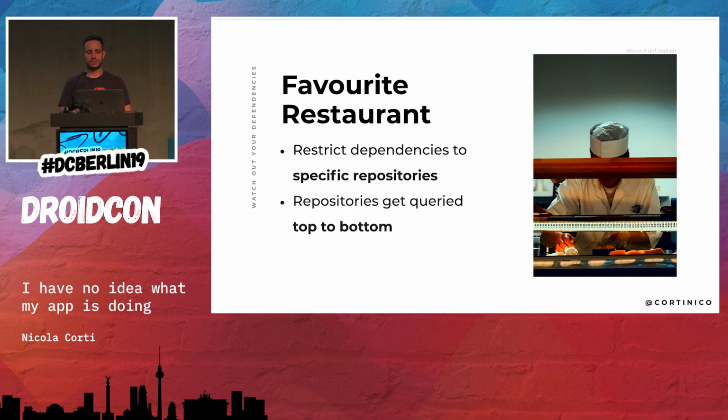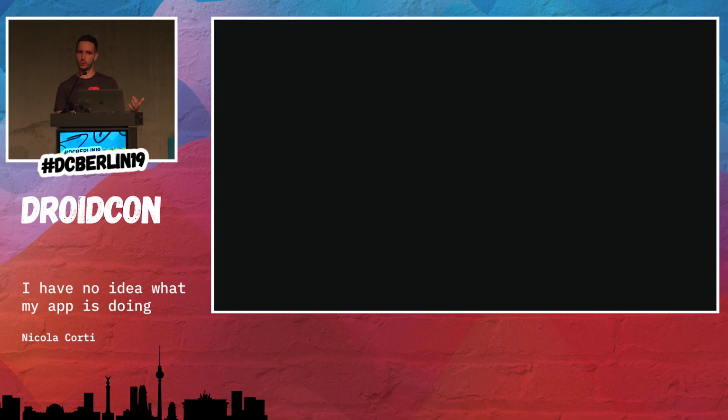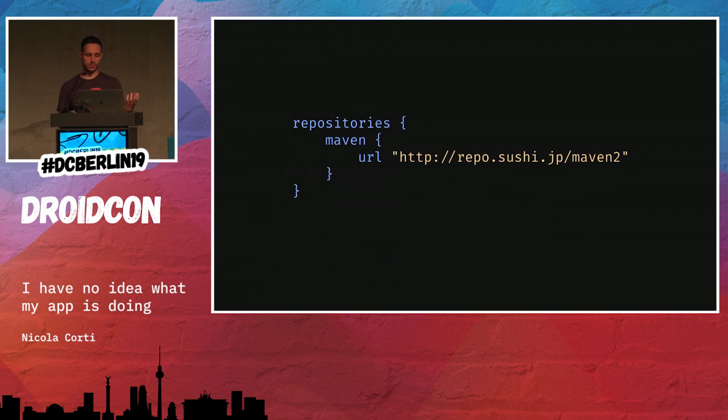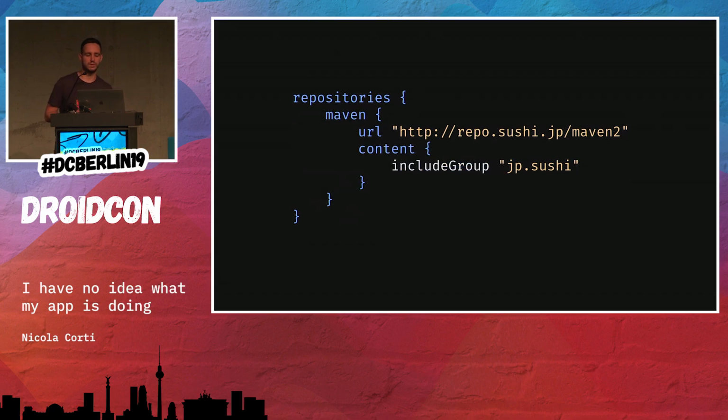So here comes the thing that I mentioned before. The order of your repositories is important, because they get queried top to bottom. And you can specify rules to prevent resolution of specific dependencies inside specific repositories. For example, inside your repositories block, you can say that you have a repository, your internal repo, like repo sushi jp maven true, and this will include the group jp sushi. So those dependencies will be fetched only there.